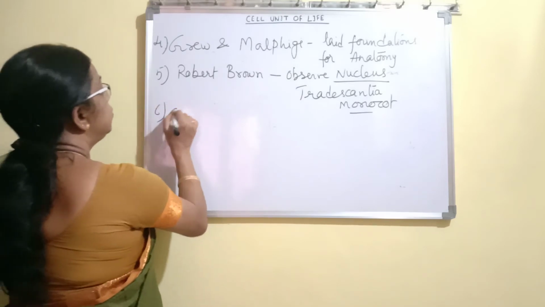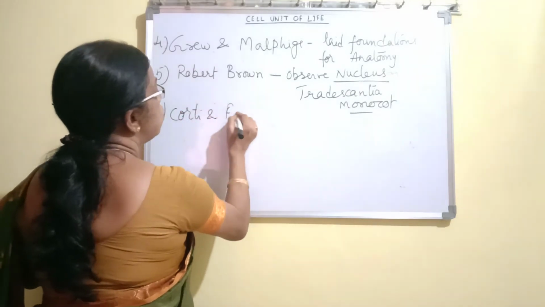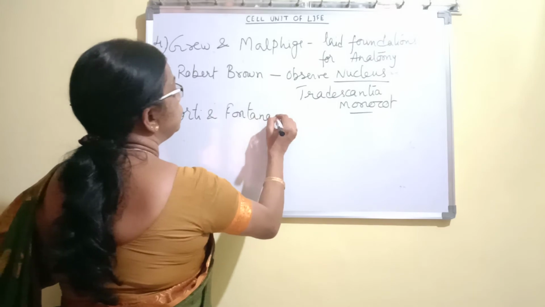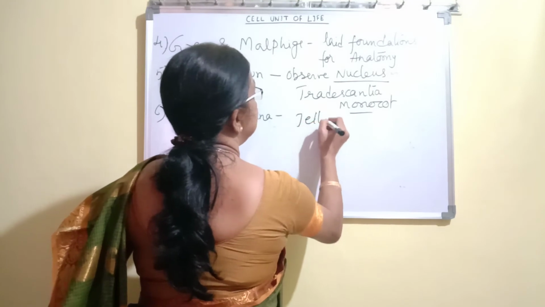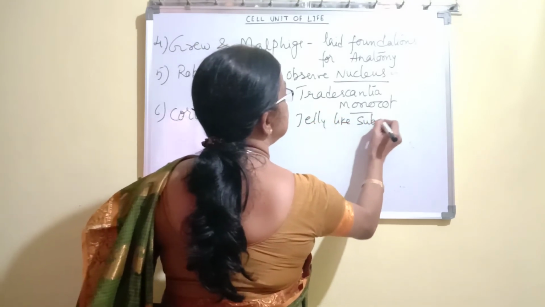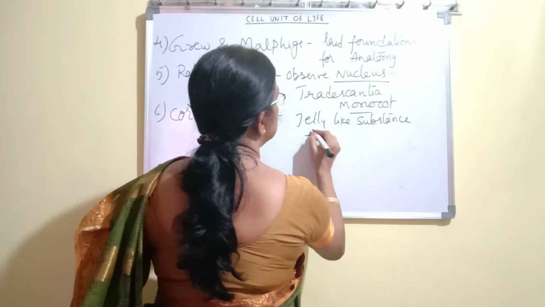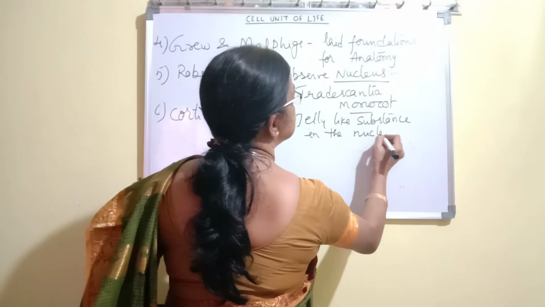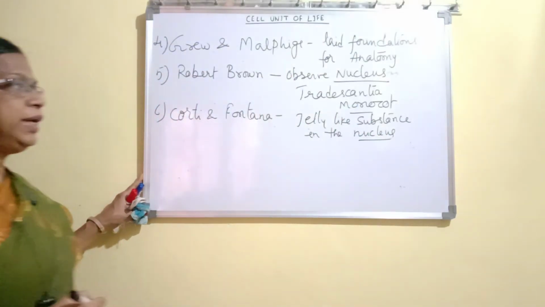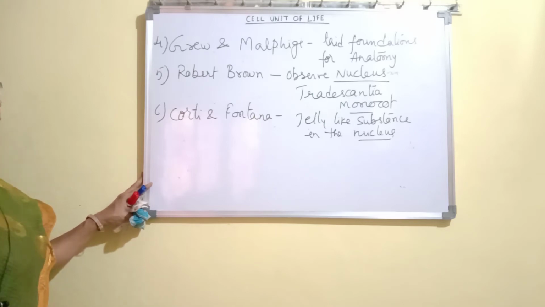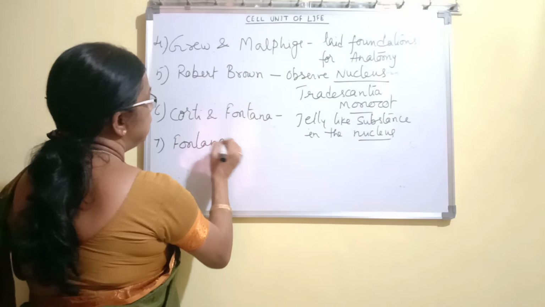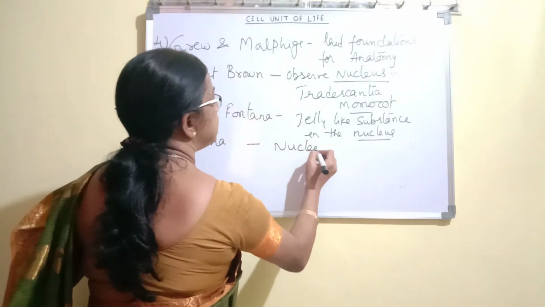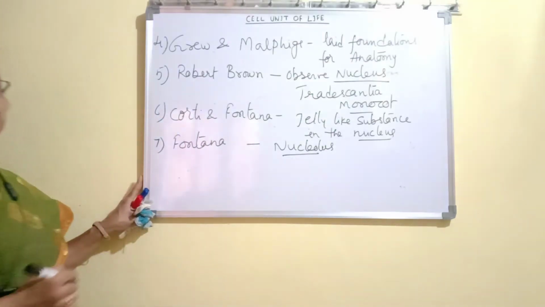Then, the other finding, Corti and Fontana. These two scientists first observed a jelly-like substance in the nucleus. And this later we know was called nucleoplasm. The next one, Fontana observed the nucleolus. Nucleolus was observed by Fontana.